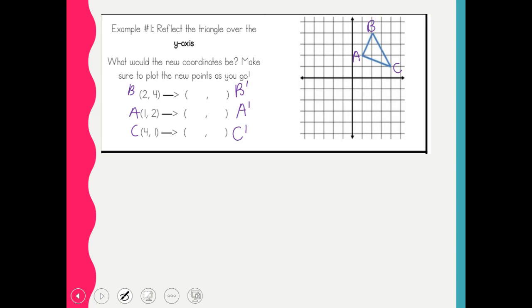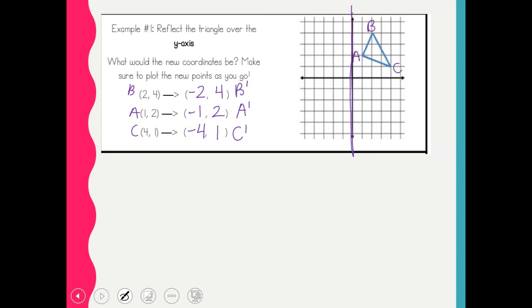If B is reflected over the y-axis, this is where we're reflecting it, right? So what's going to change? The x value or the y value? What's going to change, Amir? The x value. Right. The x value changes if we're reflecting over the y. So it becomes opposite. So now we're going to have (-2, 4), (-1, 2), (-4, 1).